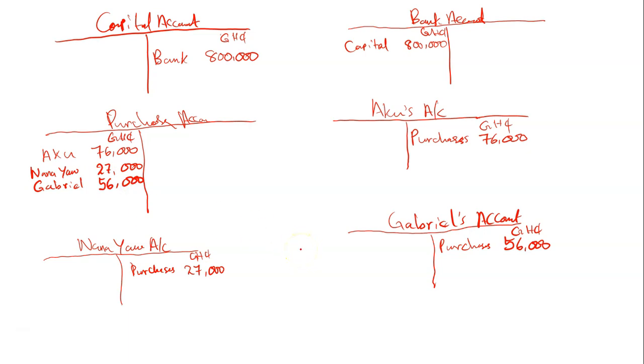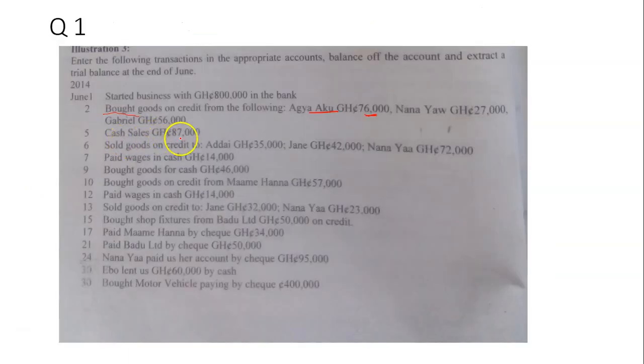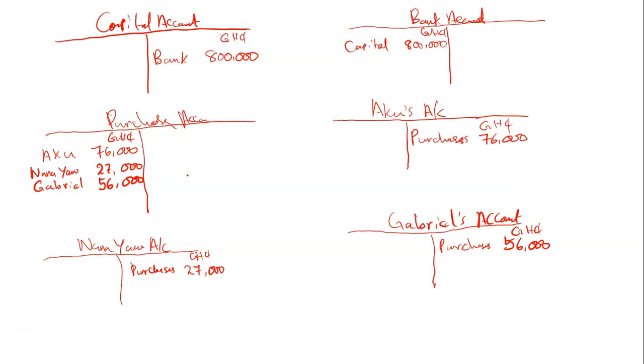Then let's proceed to the next transaction. Cash sales of 87,000 Ghana cedis. They say cash sales, so we should have the sales account and the cash account. Okay. Sales account and what? Cash account. So let's prepare that. Sales account and cash account.